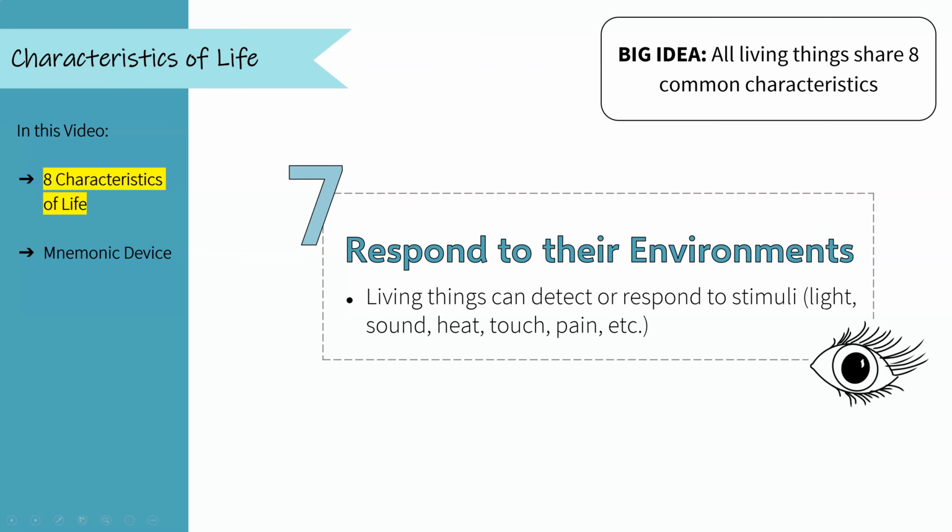Number 7, all living things respond to their environments. Or to be more specific, living things can detect or respond to stimuli. This might be a plant growing towards light or your pupils dilating in response to a change in light. We also have sound, heat, touch, pain, etc. Even with unicellular organisms, we can see that if we introduce certain chemicals to their environment, they'll shrink away from those chemicals. Often this response involves some kind of movement of the organism.